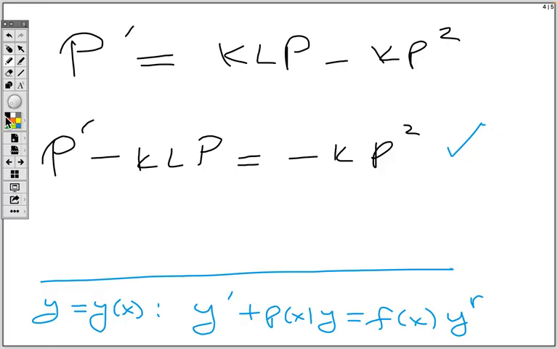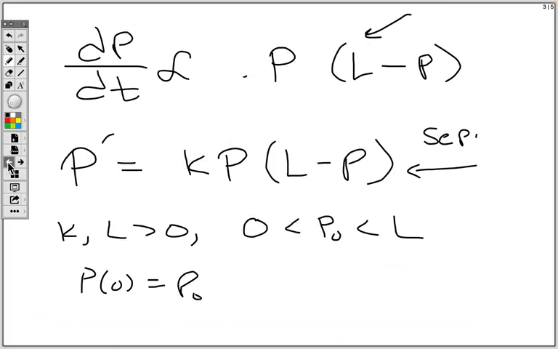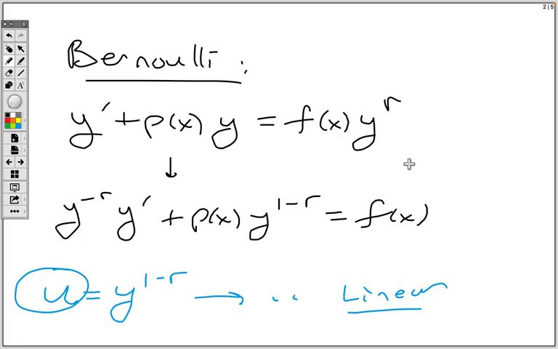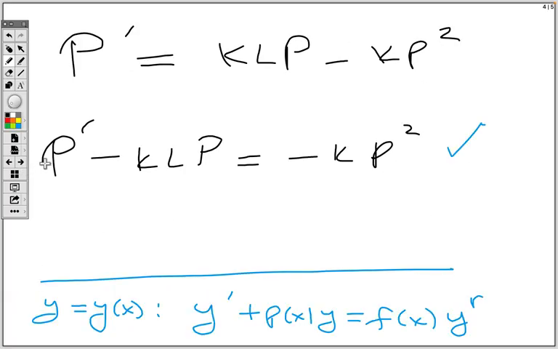So since it's Bernoulli, we can start. What's our first step here for Bernoulli? We divide through by that power, in this case the power of y, the power of the dependent variable. So in this case I'm going to divide everything through by what?